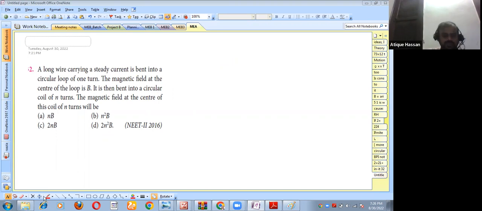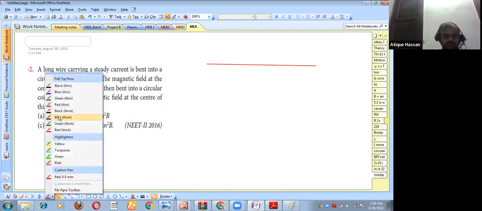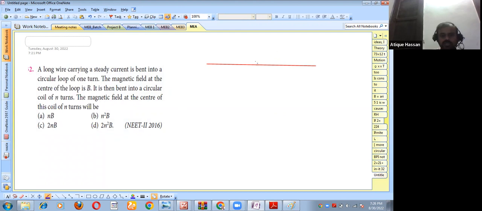So what happens is, first we have a long wire carrying a steady current. Suppose the current in the wire is I, and it is bent into a circular loop of one turn. Suppose the radius is R. So what is the magnetic field at the center? Mu naught I by 2R.